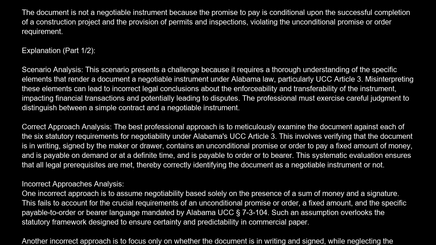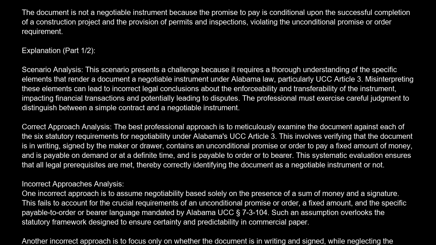Correct approach analysis. The best professional approach is to meticulously examine the document against each of the 6 statutory requirements for negotiability under Alabama's UCC Article 3. This involves verifying that the document is in writing, signed by the maker or drawer, contains an unconditional promise or order to pay a fixed amount of money, and is payable on demand or at a definite time, and is payable to order or to bearer. This systematic evaluation ensures that all legal prerequisites are met, thereby correctly identifying the document as a negotiable instrument or not.